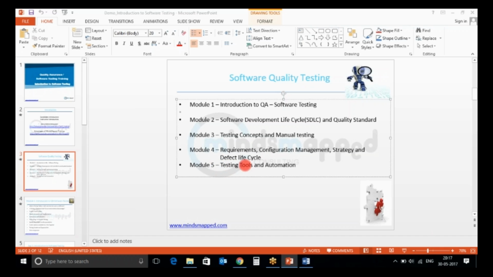Also, we'll be taking care of some of the testing tools which are used in the current market, like the quality assurance tools used for test case management and defect management, like Quality Center and Jira. And in automation, we'll be covering a brief overview of some of the tools, like Selenium and QTP. So we'll be providing you with all the details around where Selenium is used, and what the different modules in Selenium are, and also for QTP.